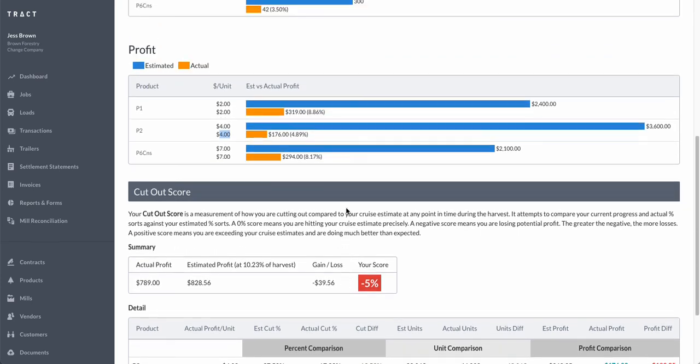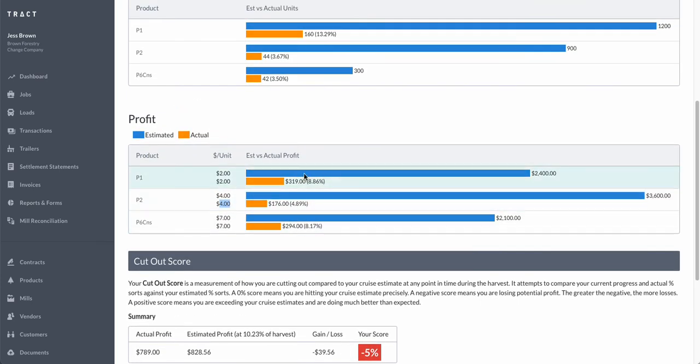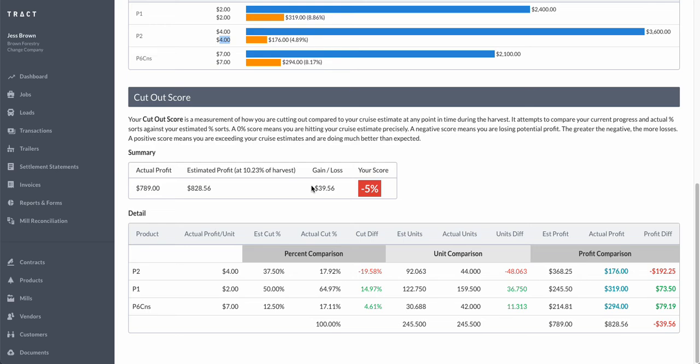So, up here we can't really tell how we're cutting out because we're just comparing absolute numbers, what are actually cut versus what we estimated cut. But here what we're doing is we're going to take a percentage of what you are actually cutting and compare that with what you estimated and see how you're progressing currently in the job. So let's break this down.